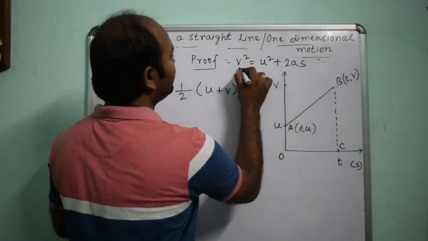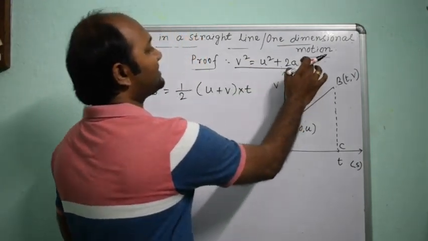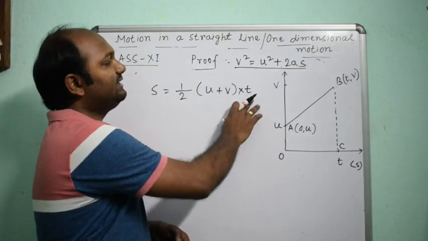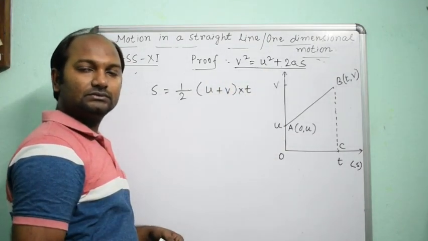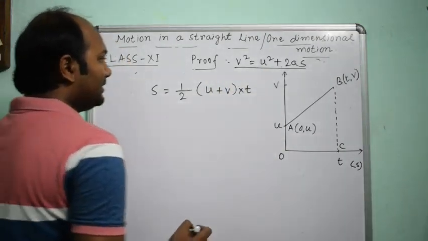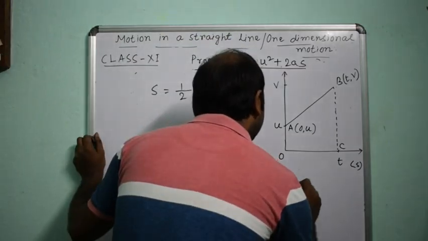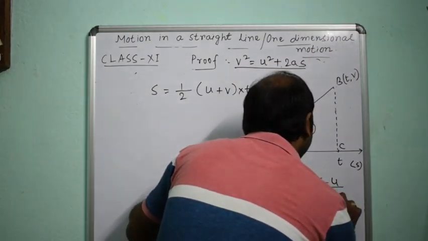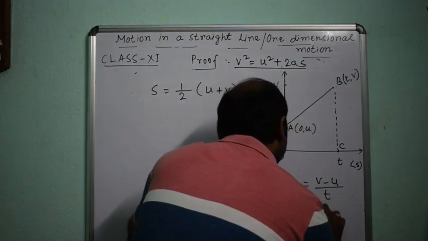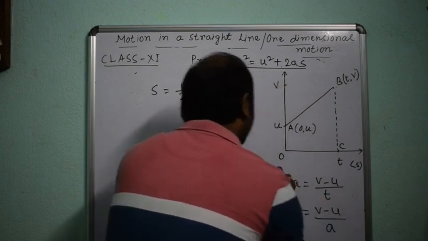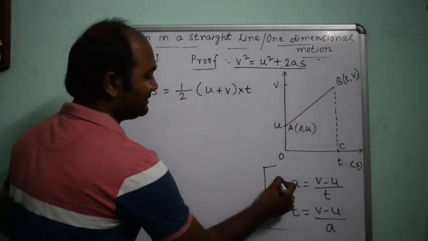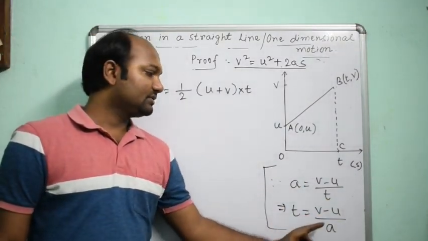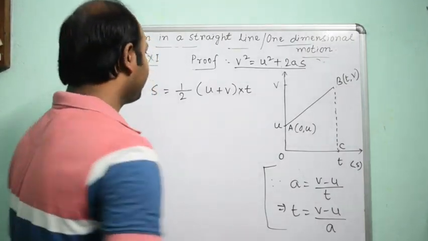In this equation you see t is absent, so you have to eliminate t in terms of v, u and s. You know a equals v minus u by t. So t equals v minus u by a.